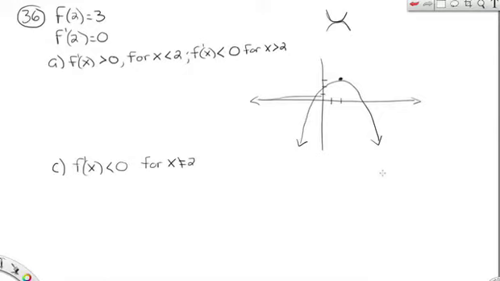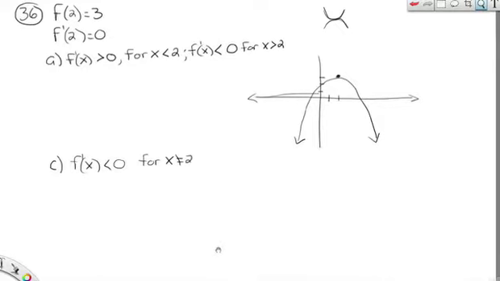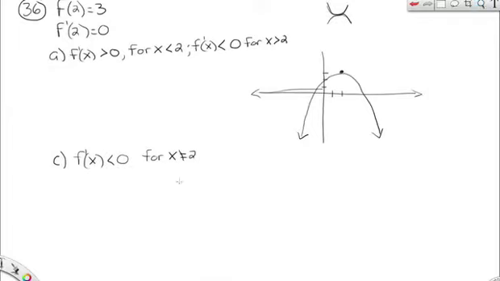Okay, so then let's look at what part C says. I'll leave you to do the other two parts. So again, same information given. We have the point (2, 3). And again, my slope is going to be 0 there, so we'll have a horizontal tangent line. But this time it says my derivative is less than 0, so my derivative is negative for all values except for 2, where we already know it's a slope of 0.